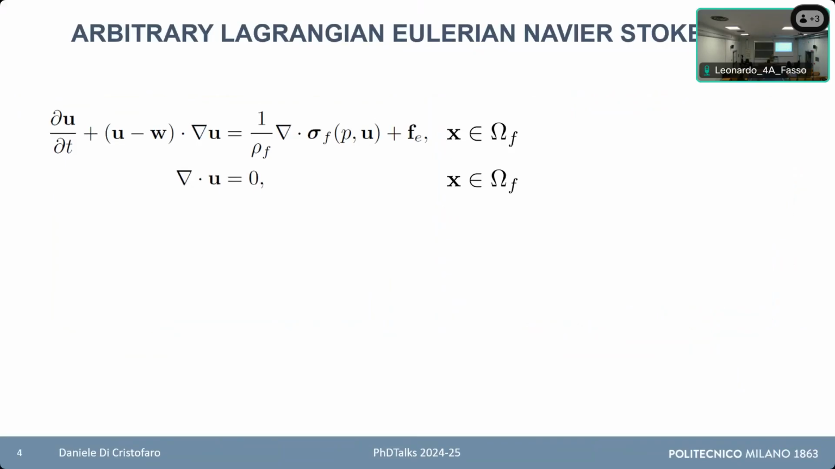I'm going to solve the Navier-Stokes equation in the Arbitrary Lagrangian-Eulerian framework. U is the fluid velocity, W is the domain velocity, because we are considering the case where the domain is moving. Sigma is the Cauchy stress tensor. Rho is the density of the water, of the fluid. F is the external forces. And we are imposing divergence free, meaning that we are considering an incompressible fluid.